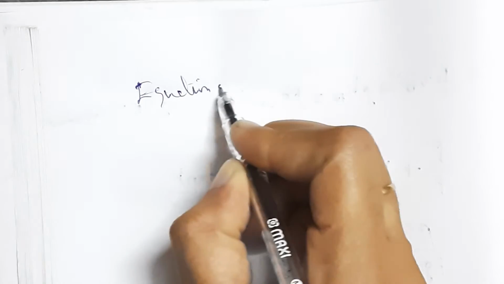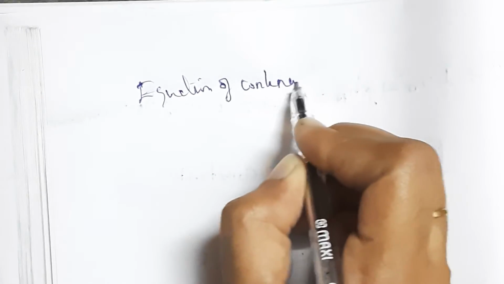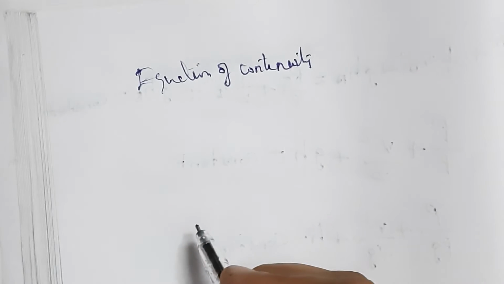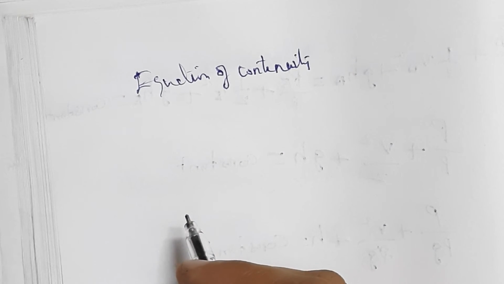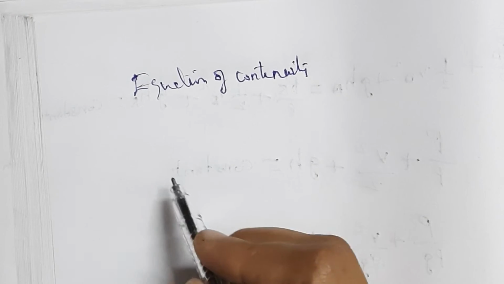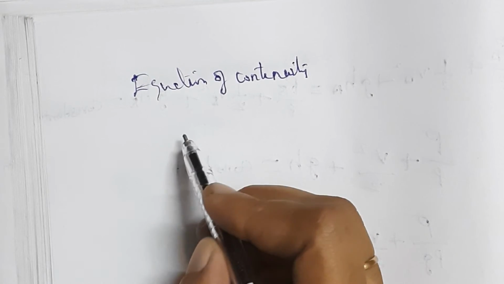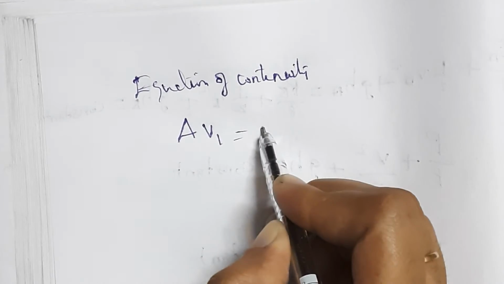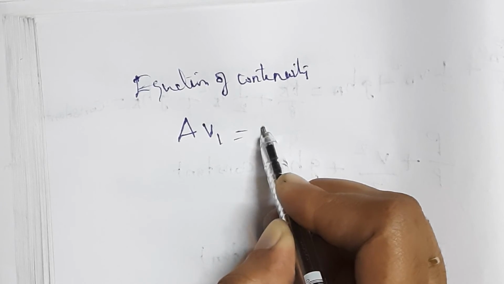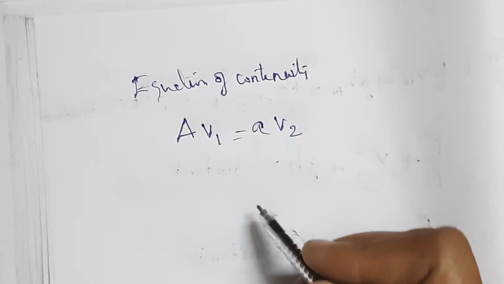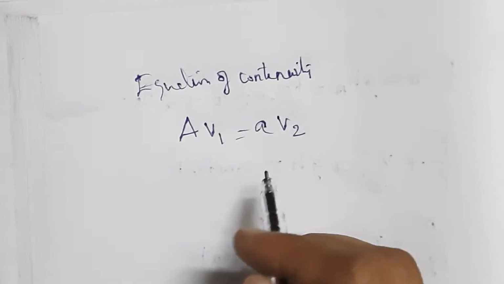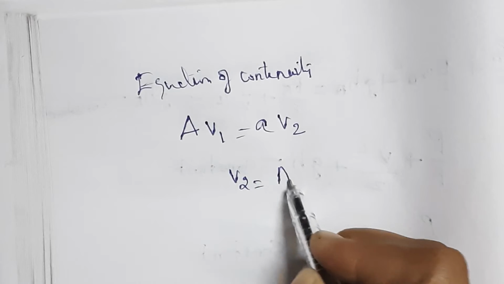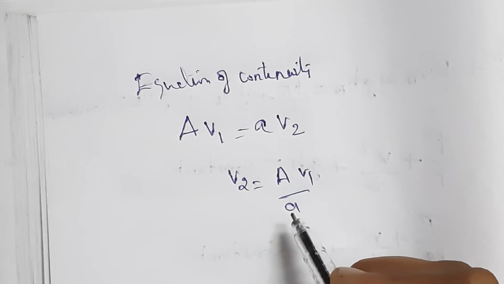Now let's write the equations. According to the equation of continuity, AV is equal to constant, am I right? So area into velocity is equal to constant. At the wider region, the area is capital A and the velocity is V1, equal to the narrow region, where the area is small a and the velocity is V2. So A V1 equals a V2. From this we can write V2 equals A V1 by a.